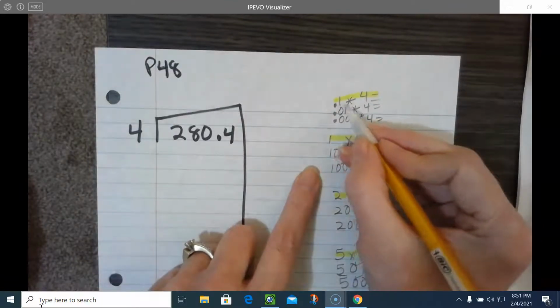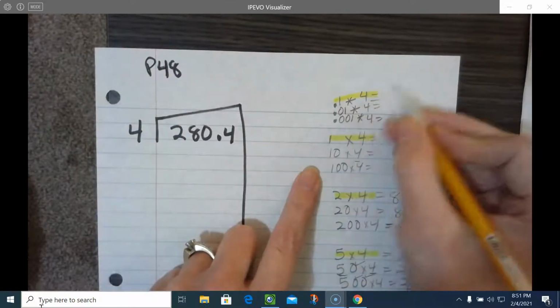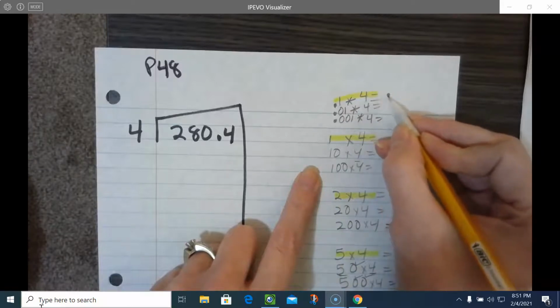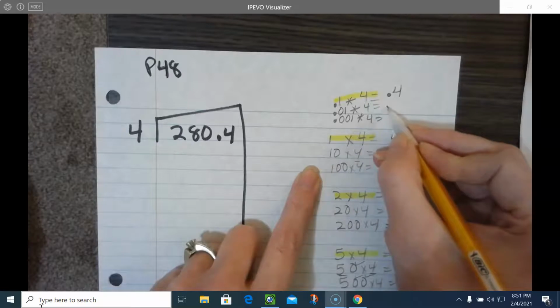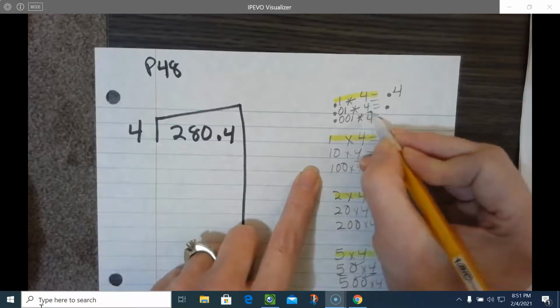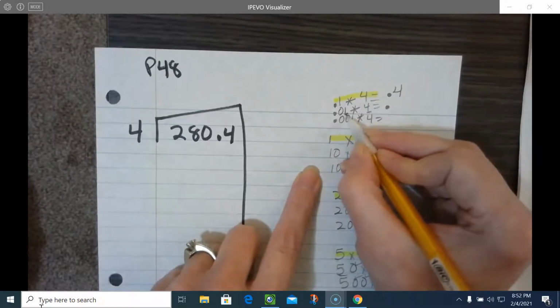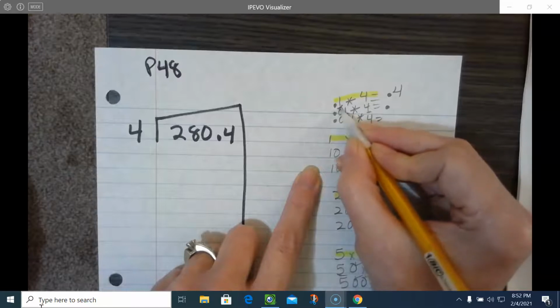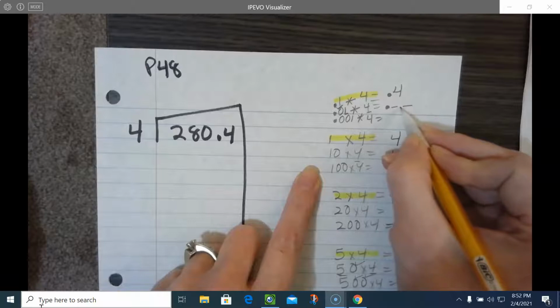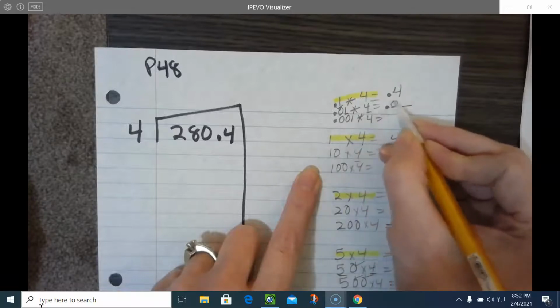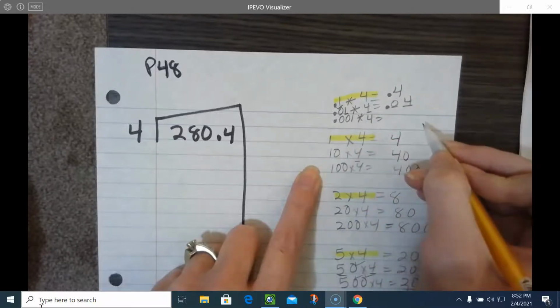So I'm going to start with 4 times 1/10. So that is going to be 4/10. Now, I have that 4 times 1 right here, but in front of it, I need to tag a 0. So my answer is going to be in the hundredths, but a 0 needs to come in front of the 4.